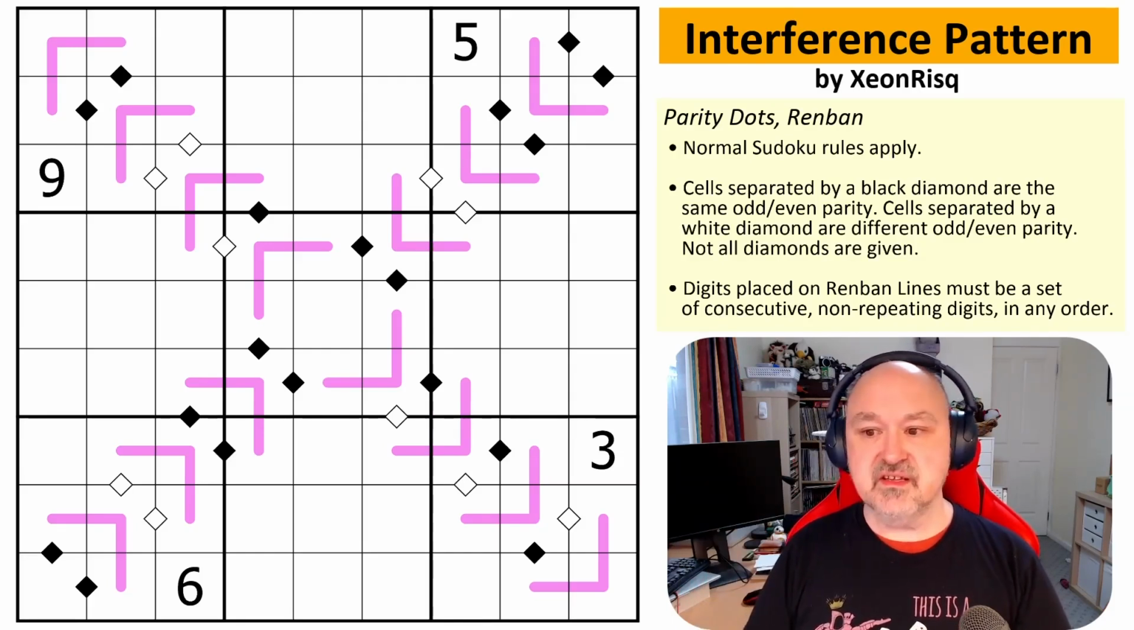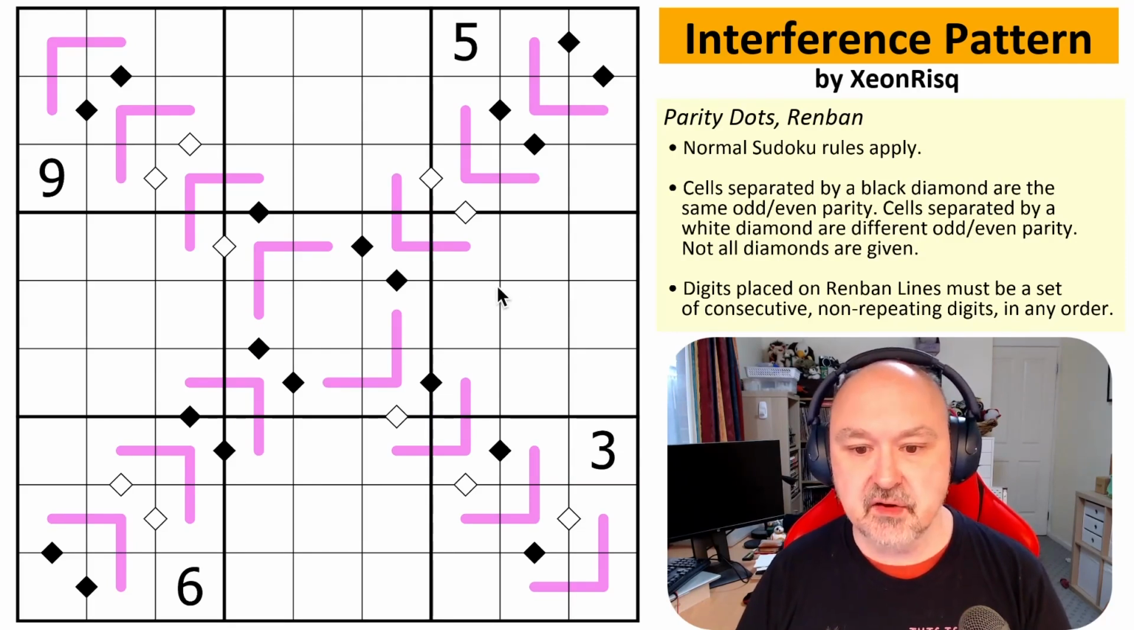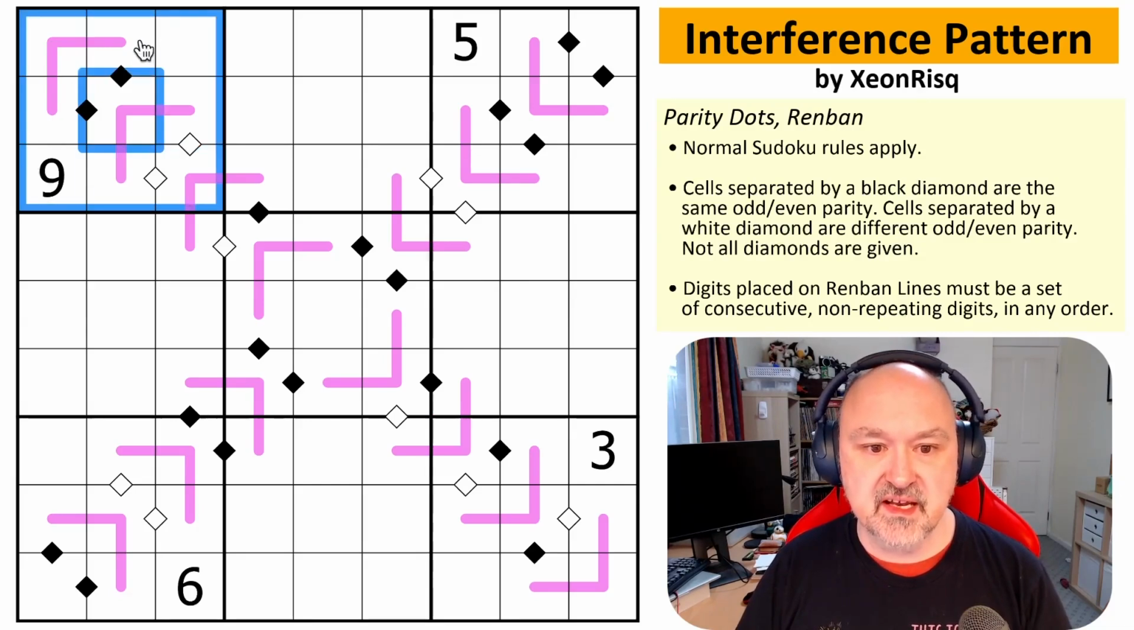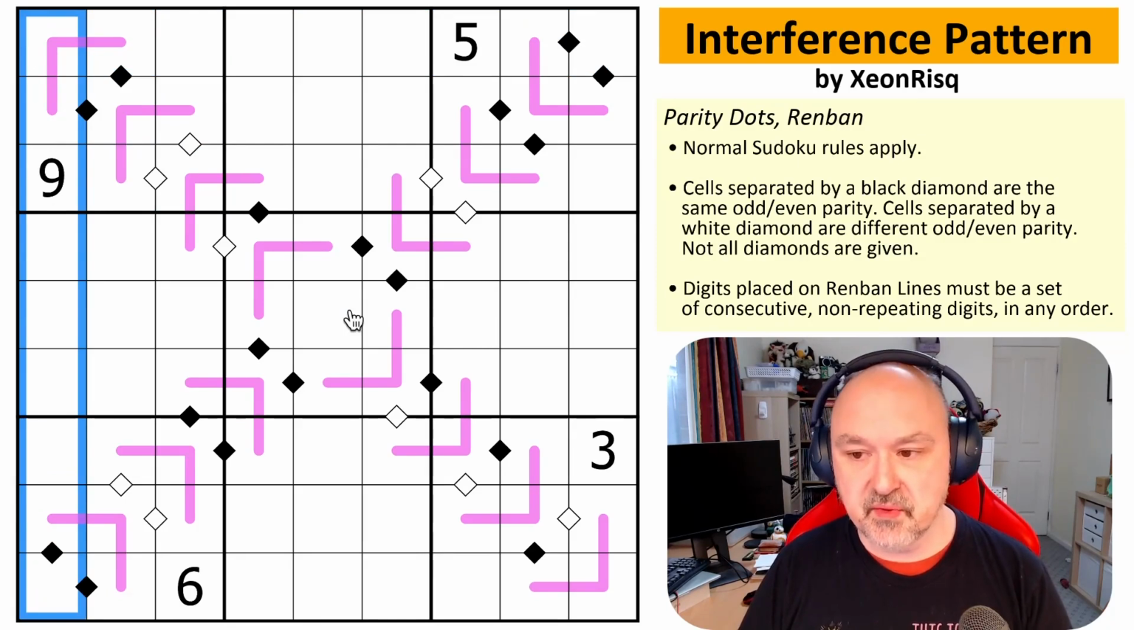So onto this puzzle, Interference Pattern by XeonRisq. Normal Sudoku rules apply. In every box, in every row, and in every column, the digits 1 to 9 must be placed without repetition.